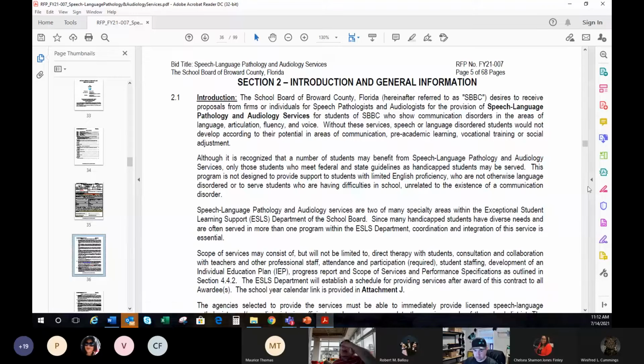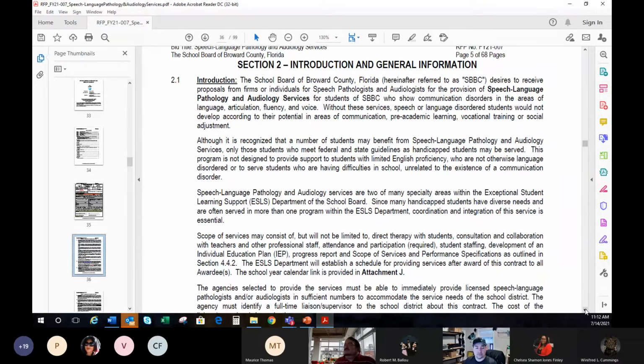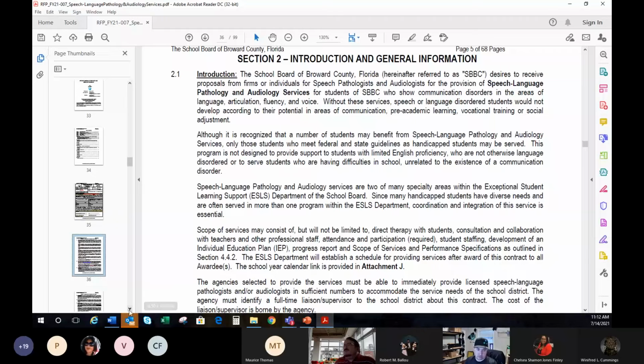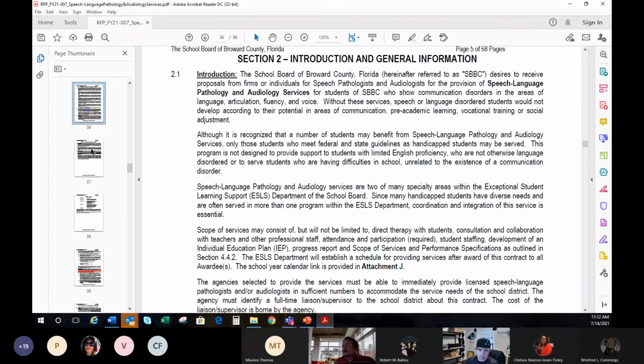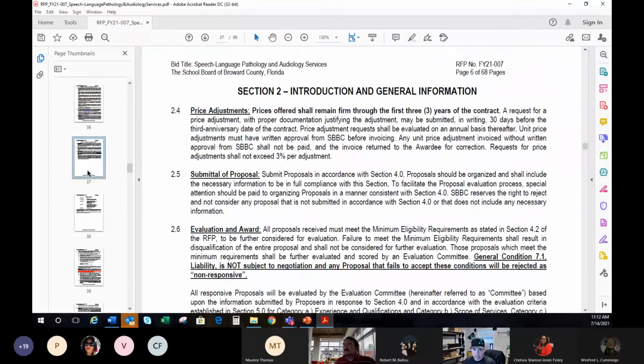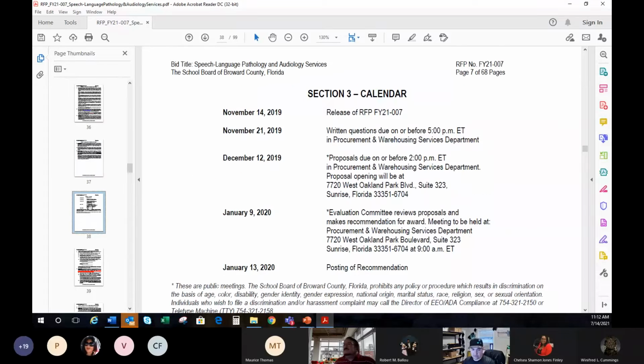So we come to the introduction. The introduction is basically telling you about the service, who we need. We need speech pathologists and audiologists. It also provides you basically what the service entails. It's just a general overview of what the service is and what is required. We can go farther down. Oops, did we skip? I think we missed page 37.